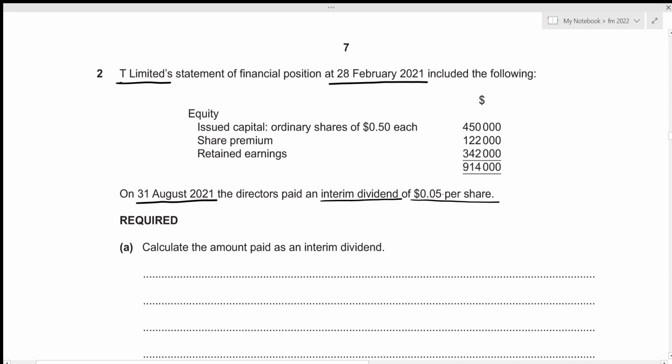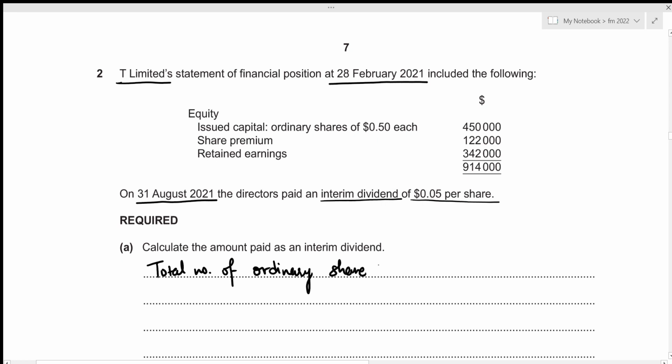So we're only given the interim dividend per share. Now we need to figure out the total interim dividend for the total ordinary shares. In order to figure that out, we first need to figure out our number of total ordinary shares. Let's figure that out. So total number of ordinary shares.